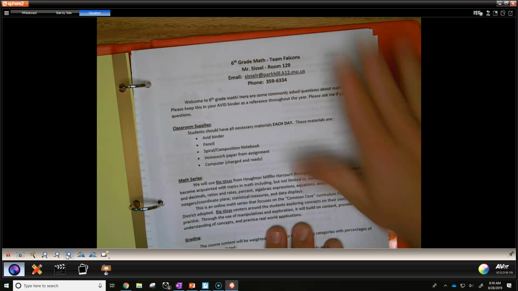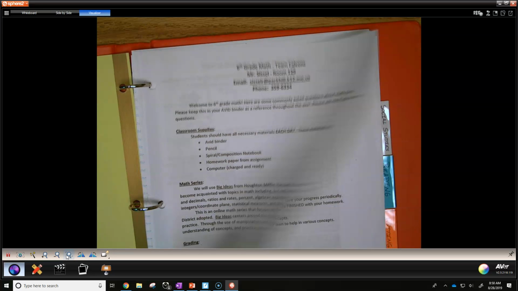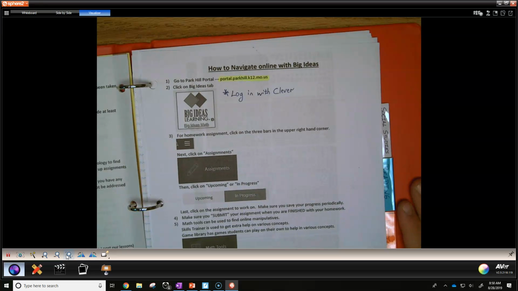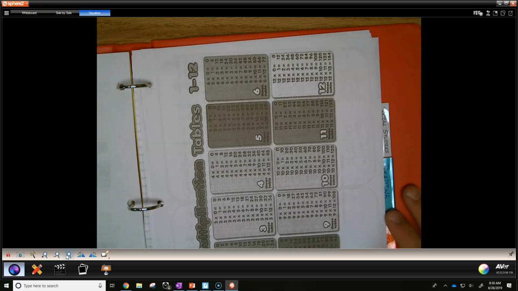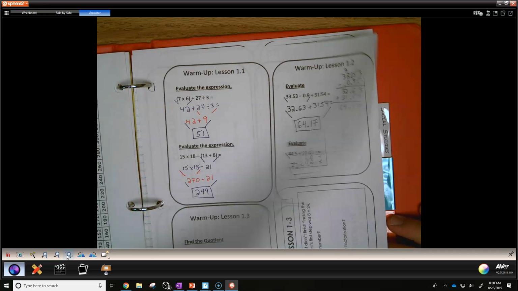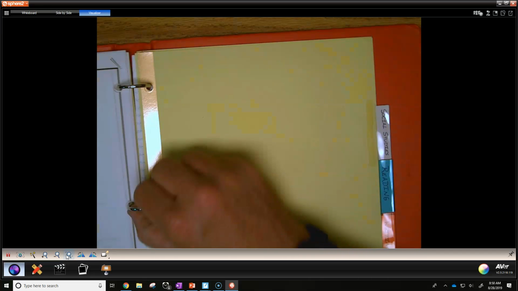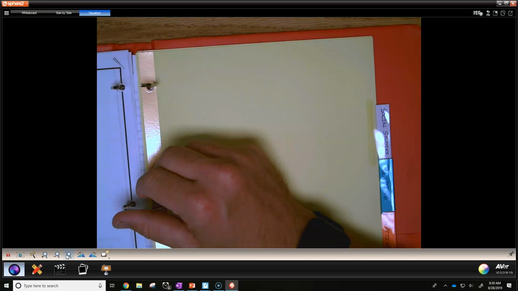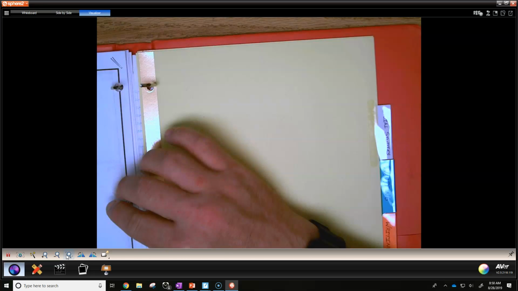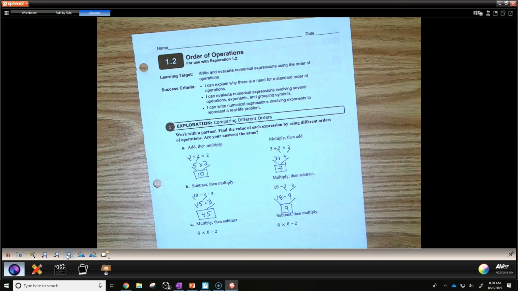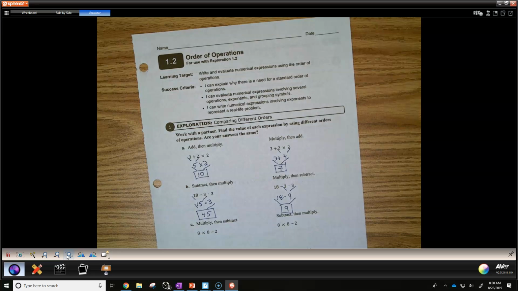Right now I have in my Avid binder: syllabus, how to navigate, multiplication chart, warm up, closure, lesson 1 notes. We are now putting in lesson 2 notes. This sheet, you guys can end up throwing away. I don't want us to keep it. It's just going to be extra stuff and I don't need it. I know, I probably shouldn't have.